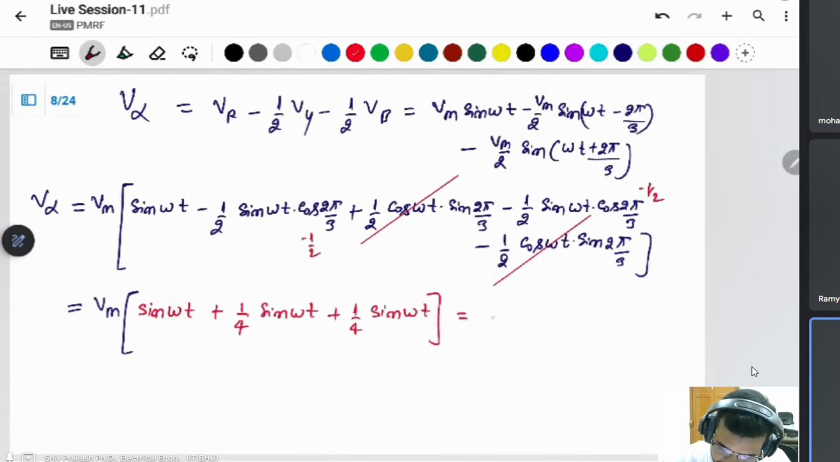Then this will be Vm into 1 by 4, 1 by 4 is 1 by 2, plus 1 is equal to 3 by 2. Okay, so 3 by 2 Vm sin omega t.